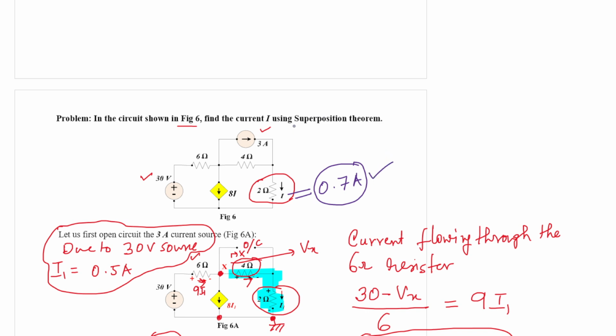This is by using the superposition theorem. We consider one source at a time, take its response, and then add all the responses to get the total response due to all the sources. So these two are the problems of various types that we have discussed using the superposition theorem. I am ending this part here.